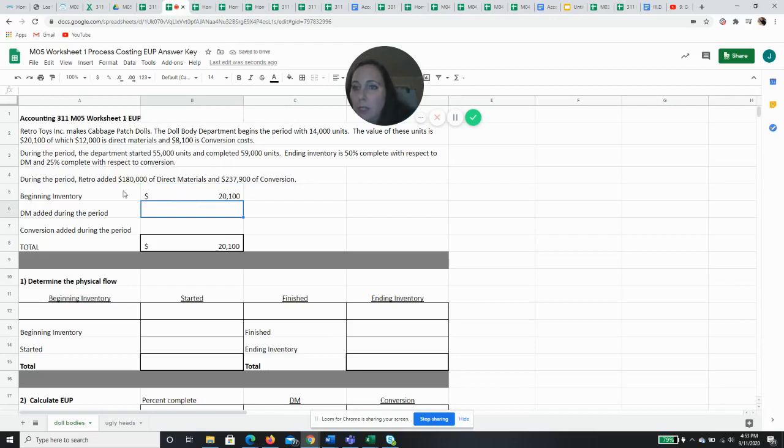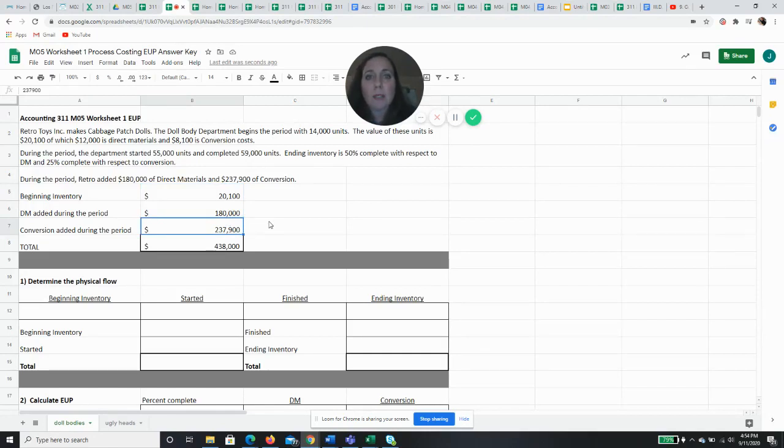Okay, our direct materials added to the period, we added 180,000 of direct materials in the current period. I'm looking right here, and our conversion costs for the period were 237,900. Okay, if you think back to module 3, beginning inventory in WIP is 20,100, and then our direct materials added for the period transferred over from raw materials is that 180,000, and then the conversion added during the period, that's going to be our direct labor and our factory overhead.